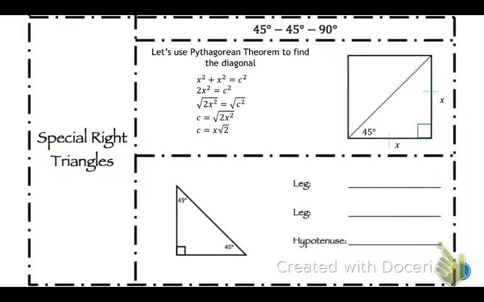Okay, so we just found this right here. This is x square roots of 2. Now I've solved my 45, 45, 90 triangle. My 2 legs are x. My hypotenuse is x square roots of 2. So let's just label this down here. My one leg is x, the other leg's x, the hypotenuse is x square roots of 2. Cool. We're going to use this a lot, so make sure you understand this.